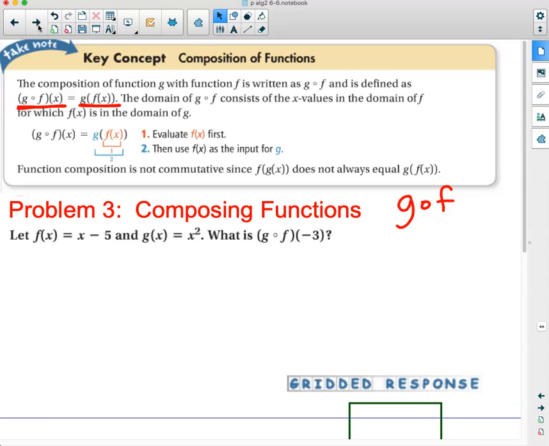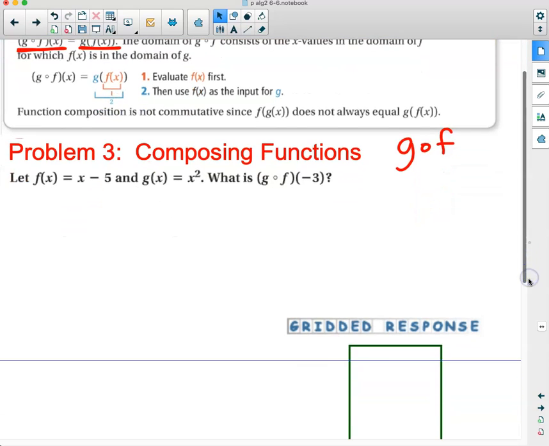And notice the coloring here. Number 1 in the orange says, do this first. Innermost parentheses, work your way out. That's what we have to do. Function composition is not commutative. If you do f of g of x and then you do g of f of x, you don't generally get the same thing. So we have to be careful about that order. F of g of x, very different from g of f of x.